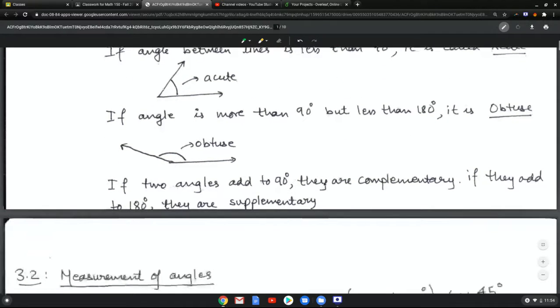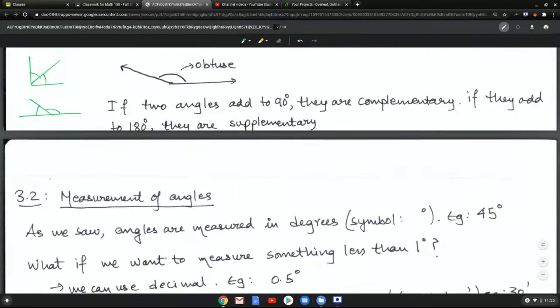Furthermore, if two angles add up to 90 degrees, they are complementary, and if they add up to 180 degrees, they are supplementary. An example would be these two add up to 90 degrees, and these two add up to, maybe a better example would be these two angles add up to 180 degrees. Okay. So these are some words or some vocabulary that you need to know.